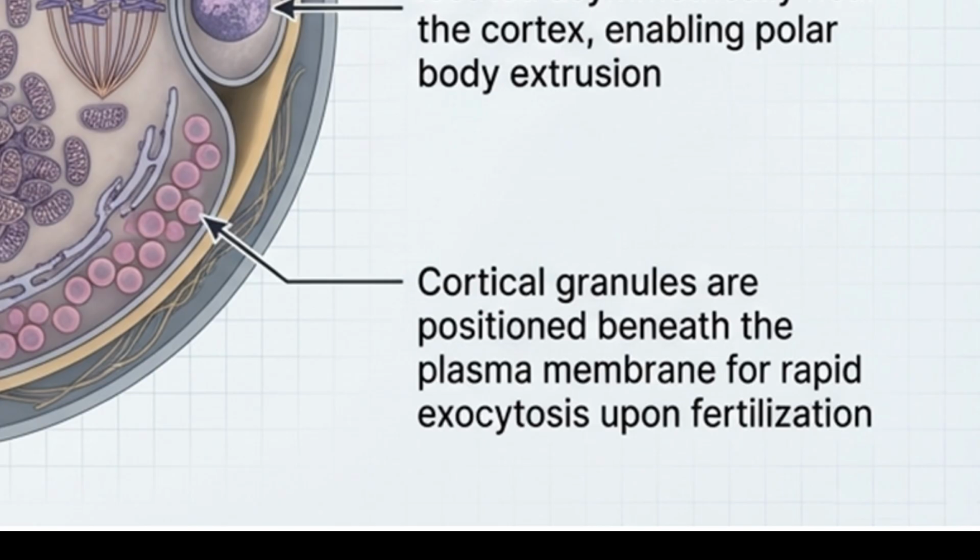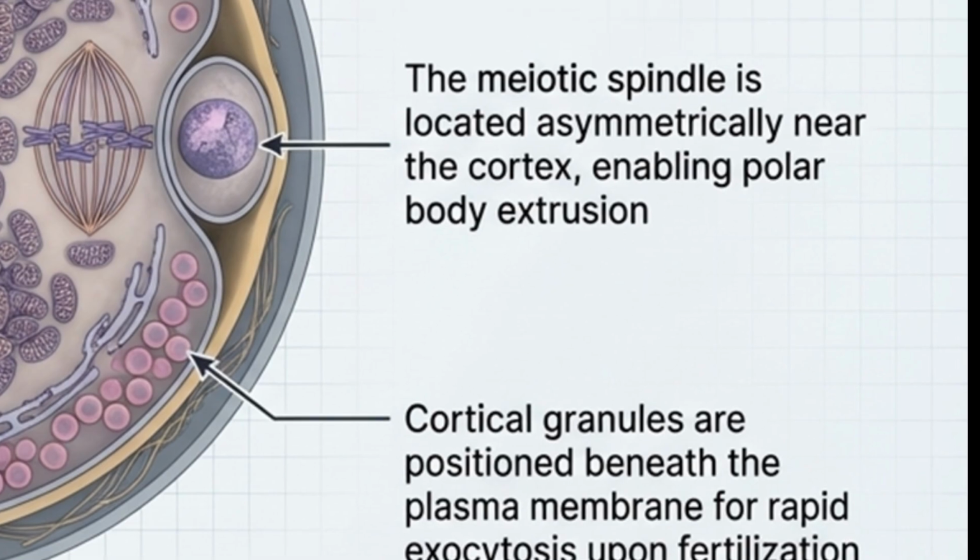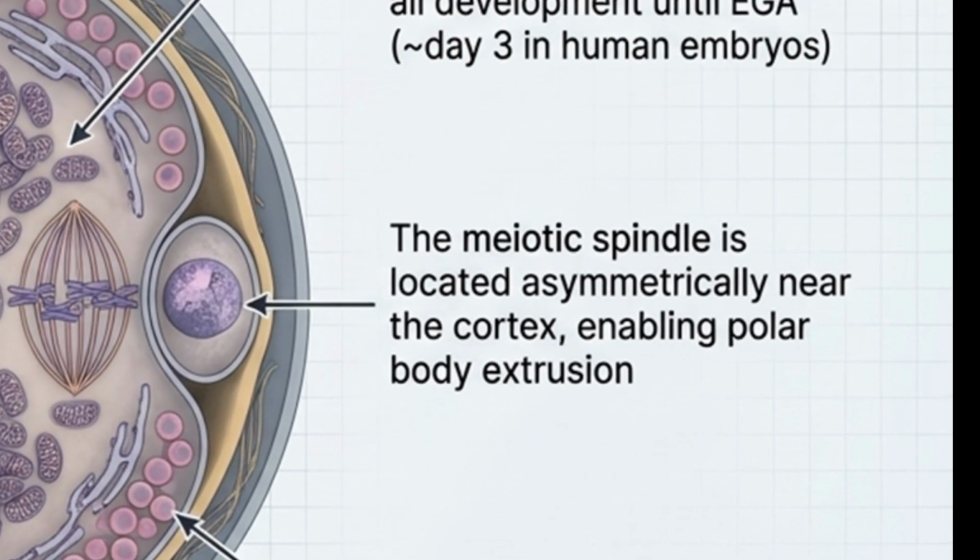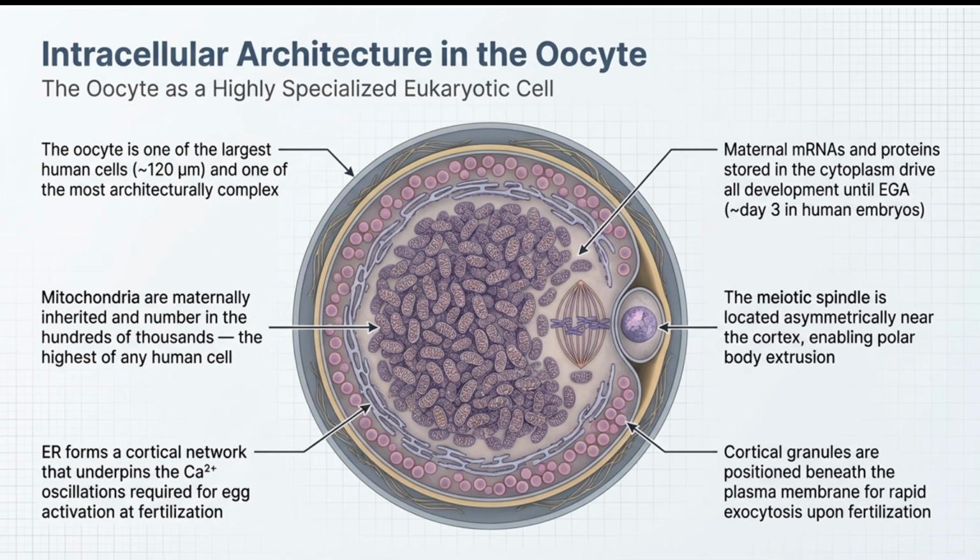If cortical granules are absent, mislocated, or prematurely released, polyspermy risk increases substantially. The meiotic spindle is positioned asymmetrically near the cortex, enabling the asymmetric cell division that produces the first polar body. And the cytoplasm is loaded with maternal messenger ribonucleic acids and proteins, the biochemical program that drives all of development until the embryonic genome activates around day 3. The oocyte's cytoplasmic quality determines the fidelity of that program.